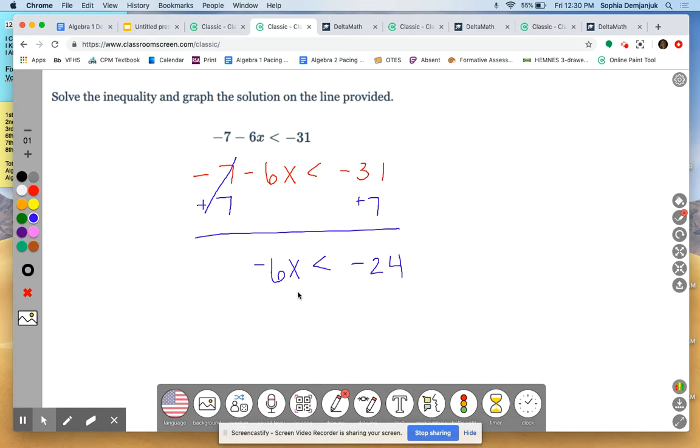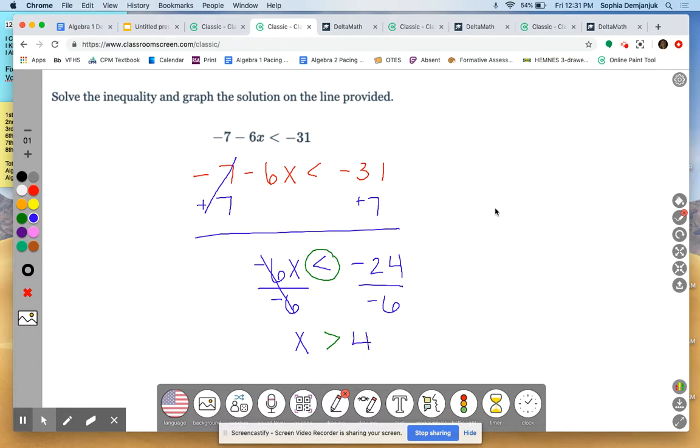Now I'm trying to keep on getting the x by itself, so I want to get the -6 to the other side. To get the -6 to the other side, we're going to divide it off. And one of our rules is whenever we multiply or divide by a negative, we have to flip our inequality symbol. So this less than symbol is now going to be a greater than symbol. On the left-hand side, I'm left with x. On the right side, I'm left with -24 divided by -6 to give me +4.